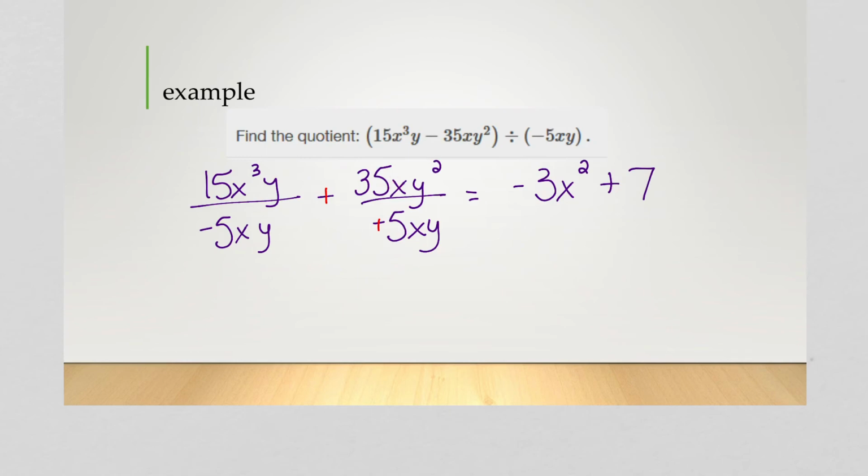The x divided by x created 1, so those go away. Y squared divided by y is just y. And these are not like terms, so this is our final answer.